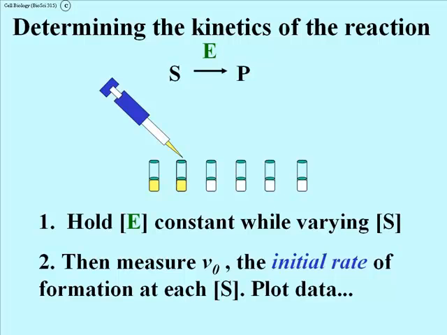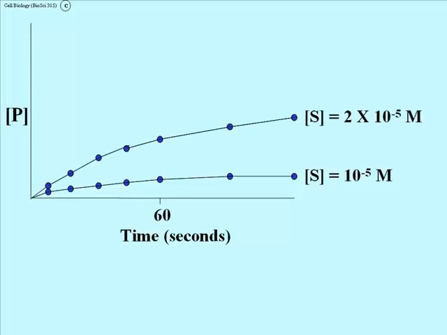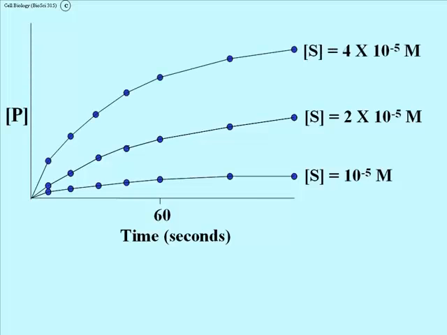Then we're going to measure the initial rate of the reaction at each substrate concentration, and we're going to plot the data. So here is the plot. At a low substrate concentration of 10 to the minus fifth molar, we may measure product formation over, say, 2 minutes, and we get product formation that looks like this. If we double the concentration, so we use a concentration of substrate at 2 times 10 to the minus fifth molar, we get a faster production of product. If we use 4 times 10 to the minus fifth molar, we get even faster production of product, right? More product produced per second.